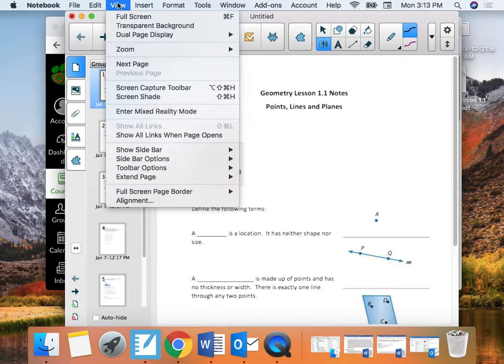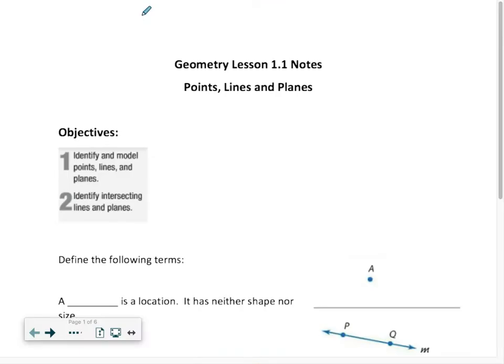Well, today we're going to be taking a look at lesson 1.1, which is points, lines, and planes. Our objectives: identify and model points, lines, and planes, and then identify intersecting lines and planes. So let's start with a few definitions.